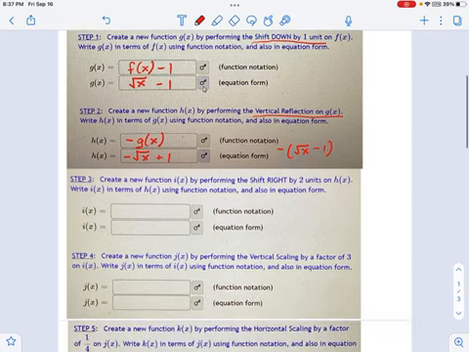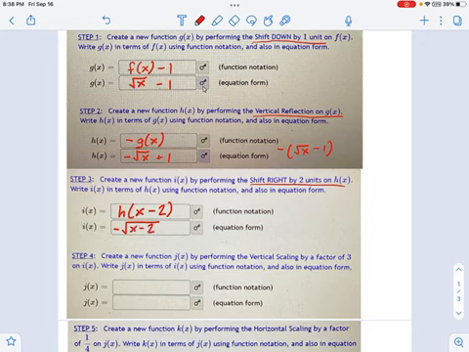Okay, next, I'm going to shift right by 2 units. So we're going to take h of x and we're going to shift it right by 2 units. Well, that's a horizontal shift. So that's going to be x minus 2 inside the parentheses. Now, what does that mean for the equation? Well, we take a look at our last equation, and we replace the x with an x minus 2. So that's not too bad. We just take out the x from the square root and say x minus 2 instead. We still have a plus 1 outside.